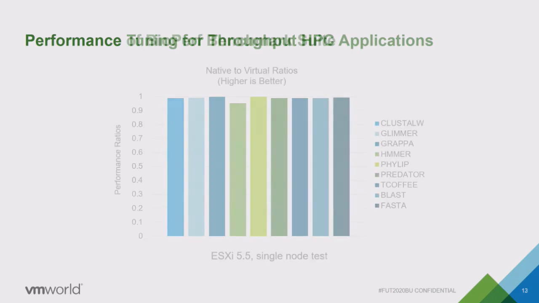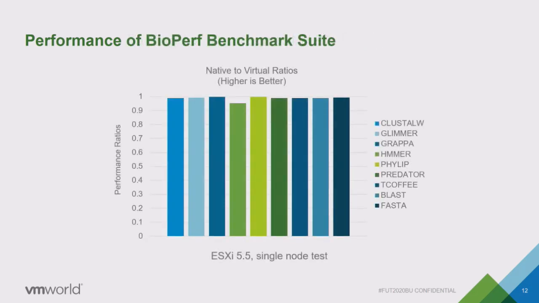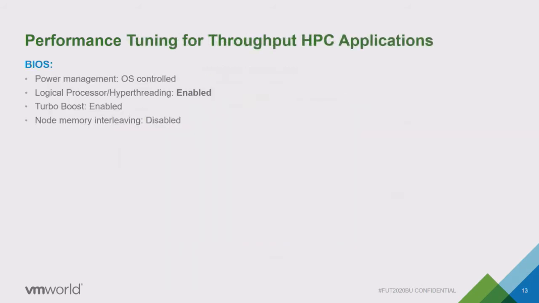And I guess I should say, I'll mention this again, this is a representative sample. We've done other sorts of testing. By and large, for these throughput applications, you will get very, very close to bare metal. Certainly under 5% degradation, but usually much, much closer than 5%. So how do we do that? It turns out that you really don't need to do all that much tuning.